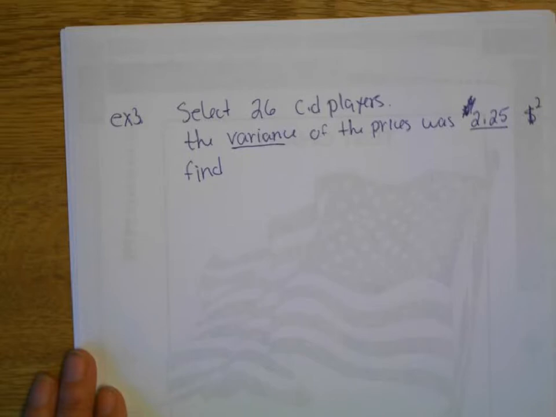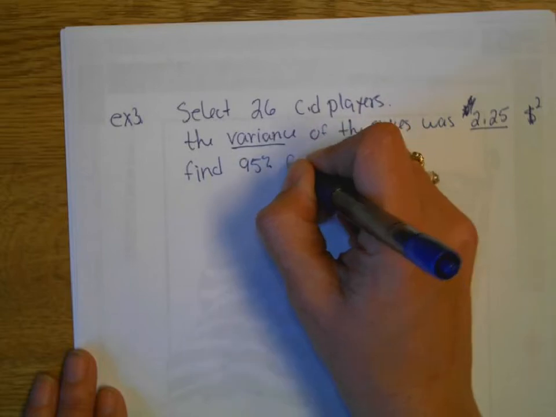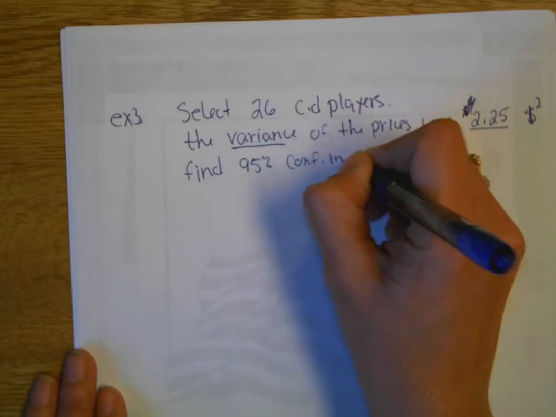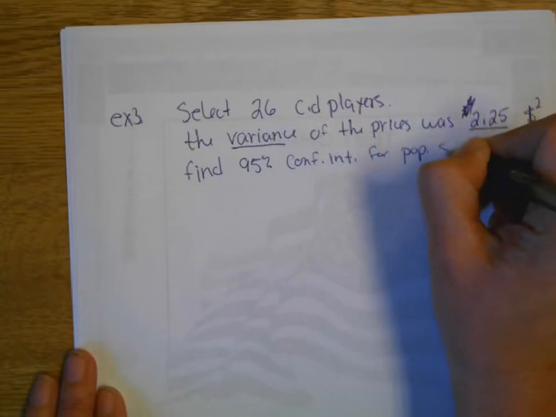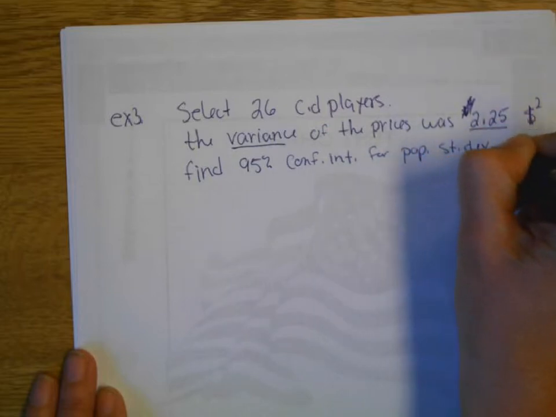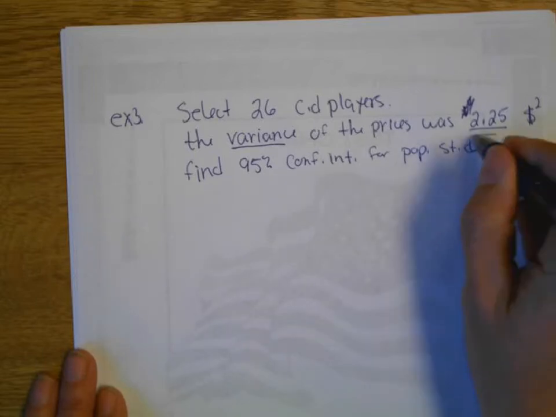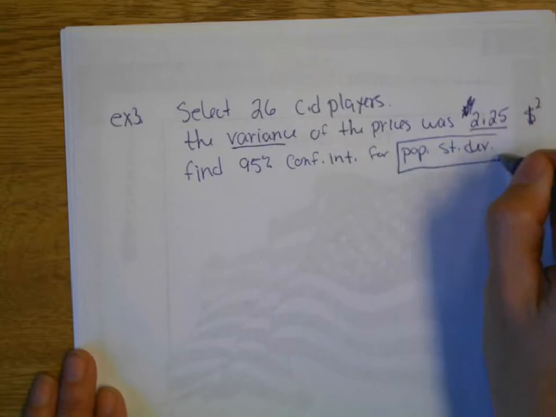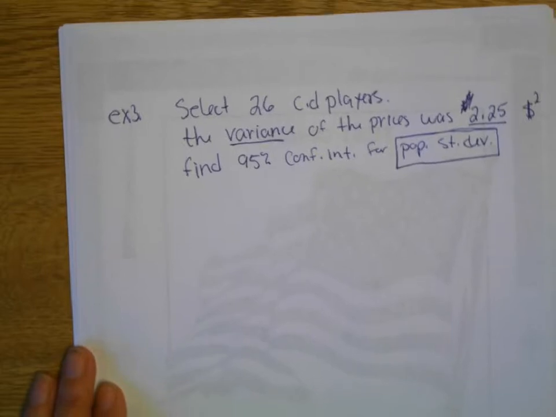Find the 95% confidence interval for the population standard deviation. So this time I'm finding the interval for the standard deviation, which is still in this section. That tells you to come to this section. Just like before, we need to know n, s, and then the two chi-squared values off of the table.